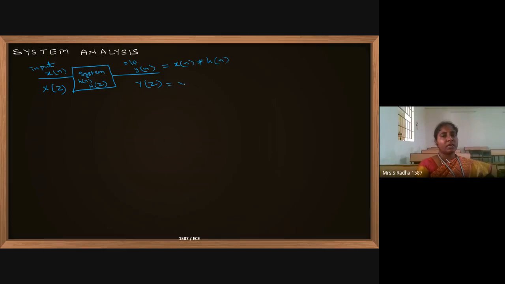In time domain it is convolution. In frequency domain it is multiplication. And from this, if you take H of z as the subject, it is Y of z by X of z. This is called the transfer function. H of z is called the transfer function.